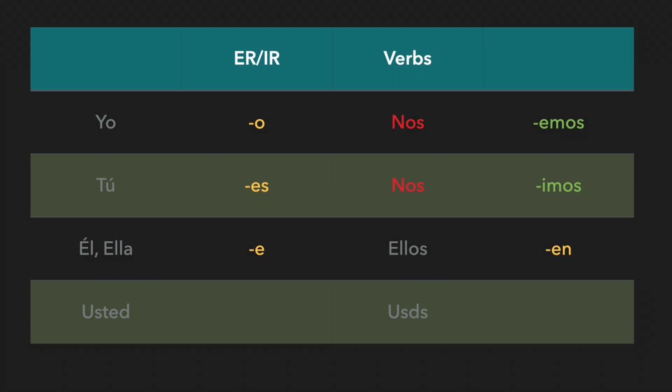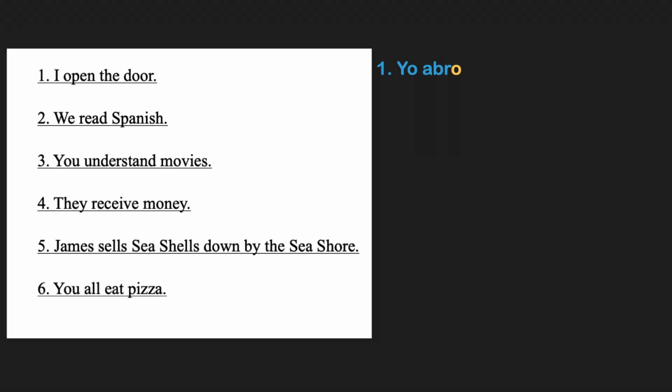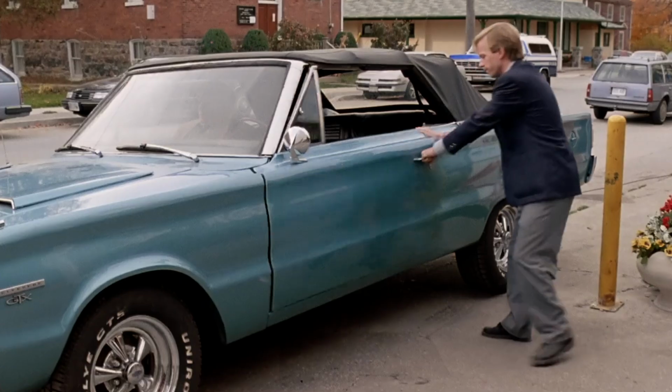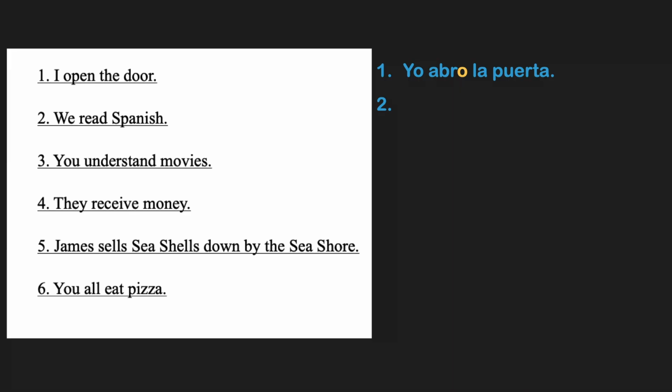Je. And we need the O. So we take away IR from the abrir and we place it as yo abro. Well done. Now the next one is la puerta. So I need to place in there I open the door. Yo abro la puerta. And perfect. All right, number two.